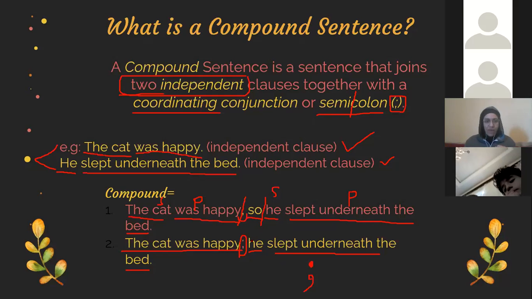Okay, and what did I make? I made a compound sentence. So from this slide, we can conclude that we can make compound sentences by joining two independent or two simple sentences together with one of these two ways: a comma and a coordinating conjunction, or a semicolon. Okay, clear? Does any one of you have any question?